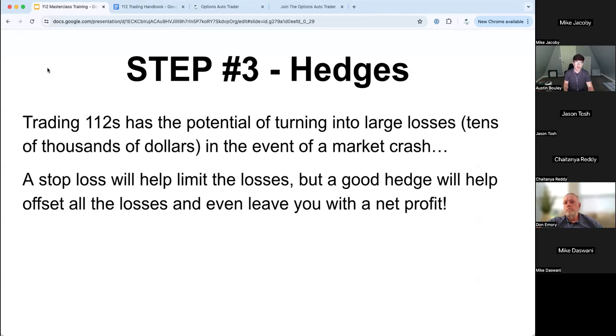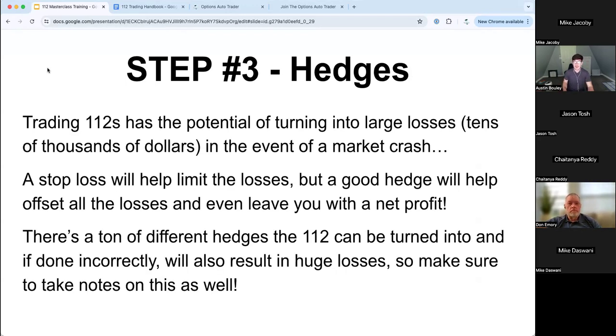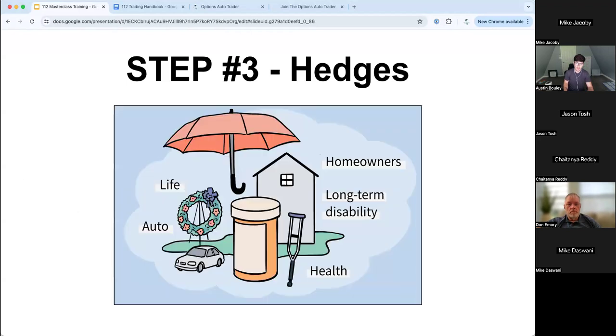So let's talk about how to hedge. A stop loss will help limit the losses, but a good hedge will help offset all the losses and even leave us with a net profit. There's a ton of different hedges that the 112 can be turned into, and if done incorrectly, will result in a huge loss, because if you don't turn it into a hedge correctly, you could mess up the trade, and then instead of having a hedge, you actually have a huge loss. I just saw that on somebody's account. They tried to convert it into a hedge, but they closed the wrong one, and they left themselves with all short puts, and that literally went very bad when the market crashed. So make sure you pay attention on how to do this correctly.